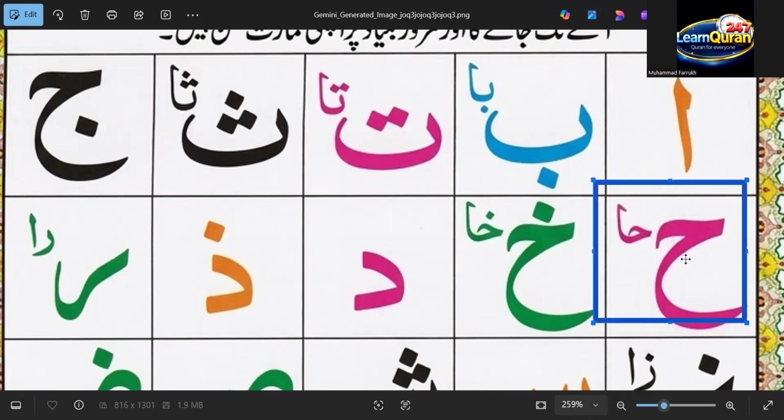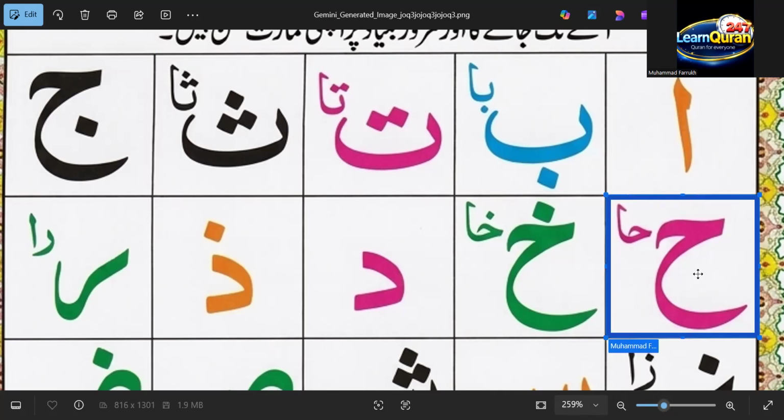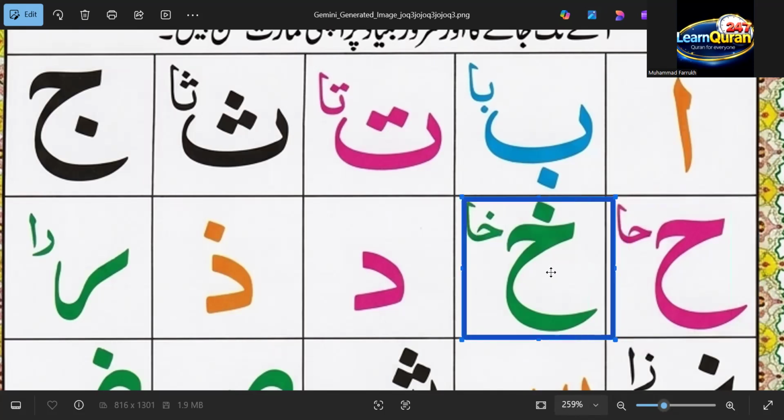Okay, moving to the next letter, it is ha. Ha is empty, no dot inside or up. So it is an empty letter. It is ha. All right, the next letter we have is kha. It's a full mouth letter. Kha, full mouth letter. We can say it's a bold letter as well.